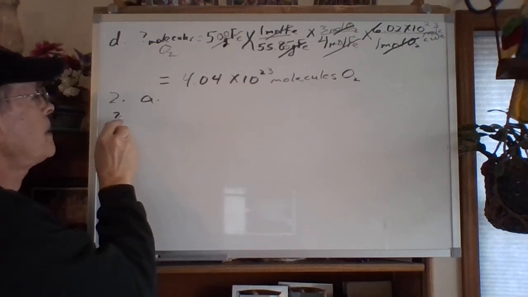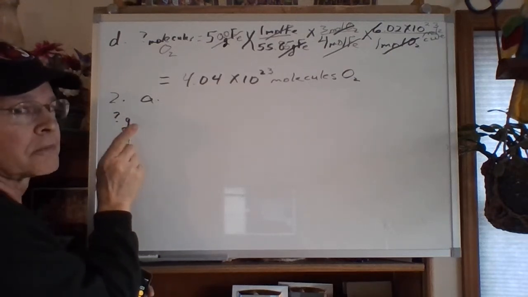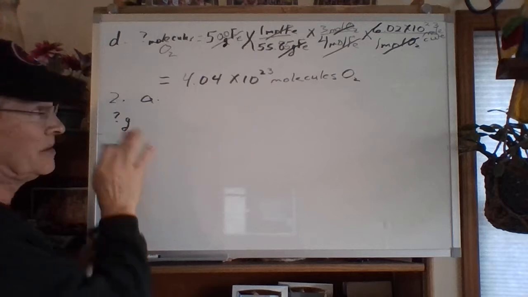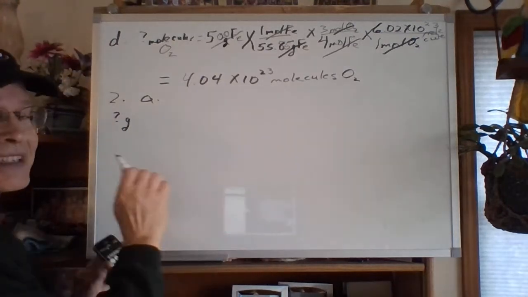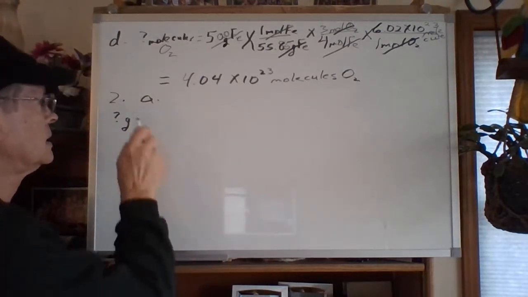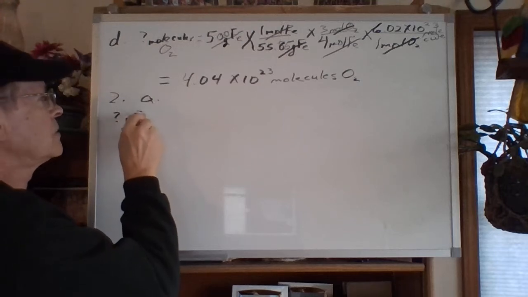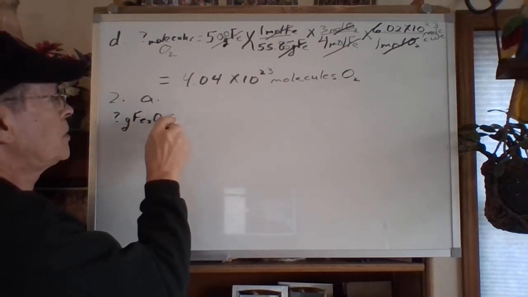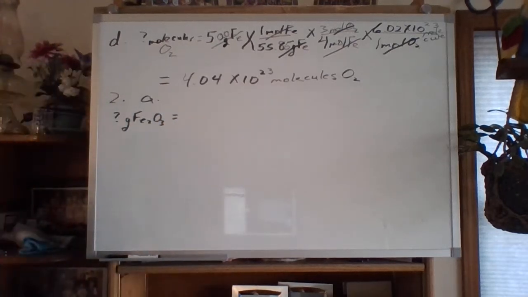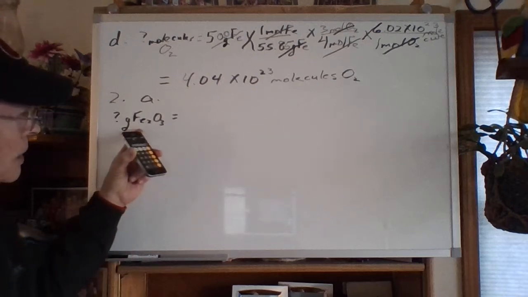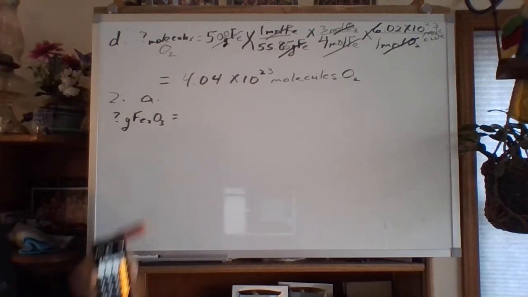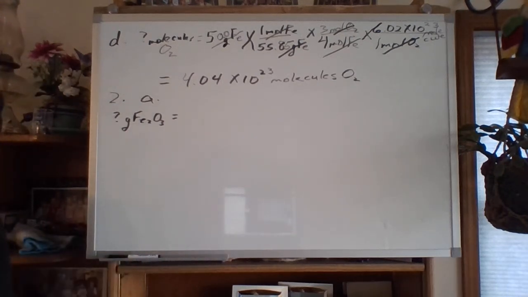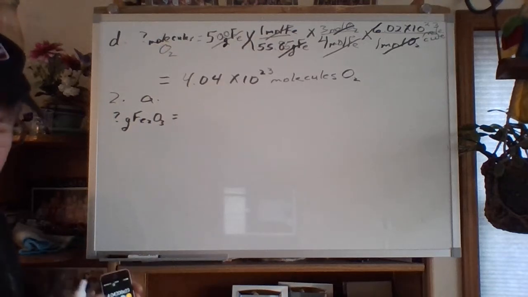What is the mass? How many grams? Theoretical yield. Theoretically, when we do this calculation, this is how much stuff we should have made. How many grams of iron oxide will be made from? Theoretical yield of iron oxide, which is how many grams of Fe2O3.